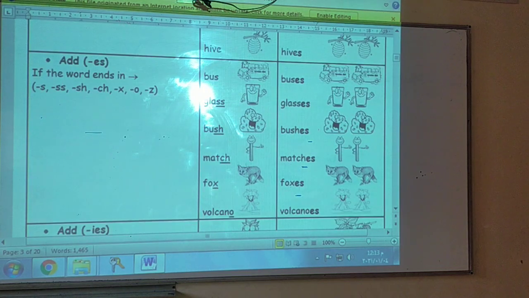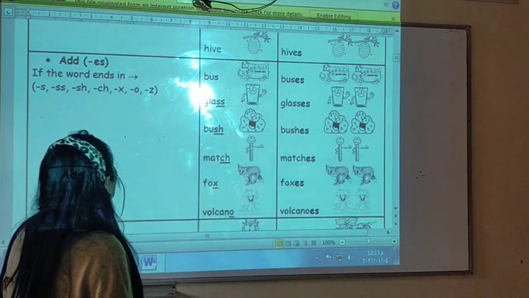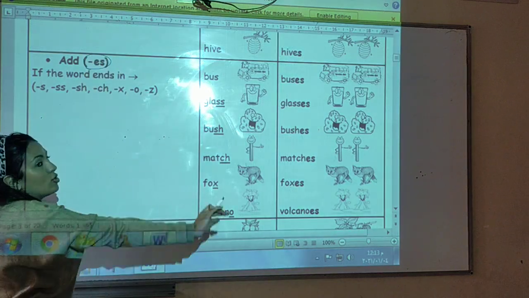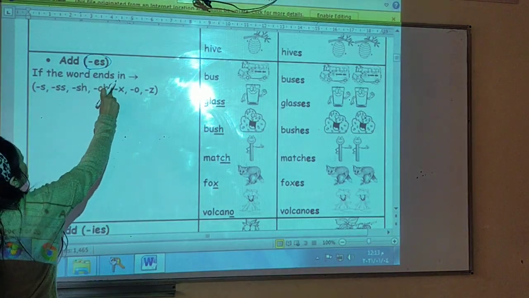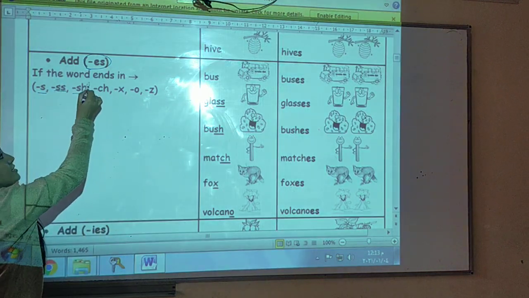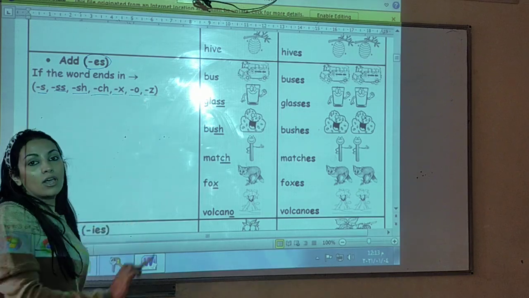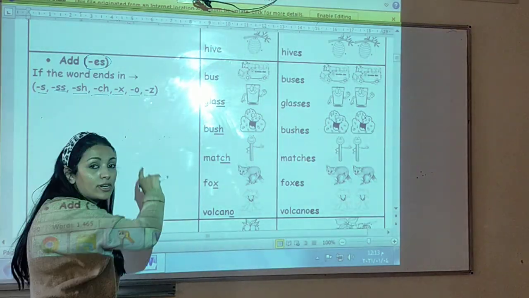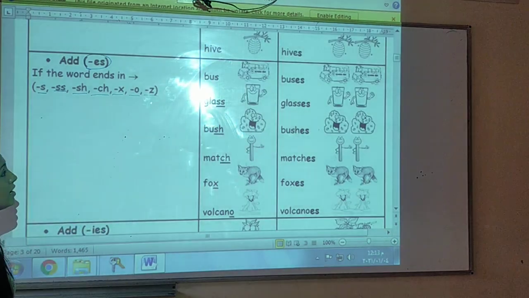This is the first case that we don't add only s. What are we going to do? Okay, we are going to add es. When do we add es? Not only s. Okay, we add es with the word that ends in s or double s, sh, ch, x, o, or z. When I see any word that ends with any of these letters, we are going to add es, not only s. Okay, like what?